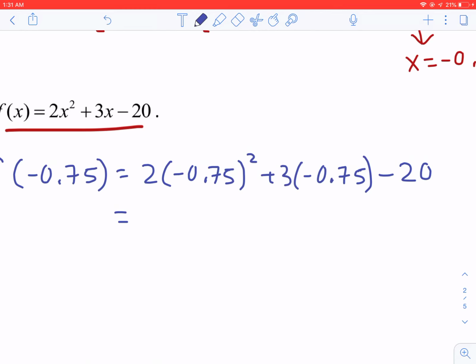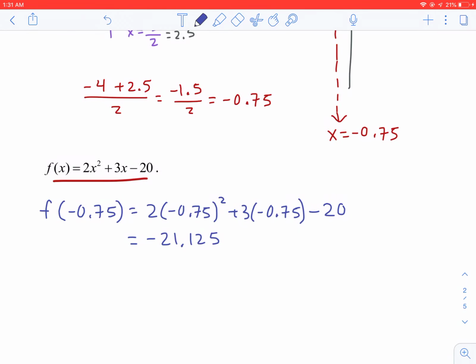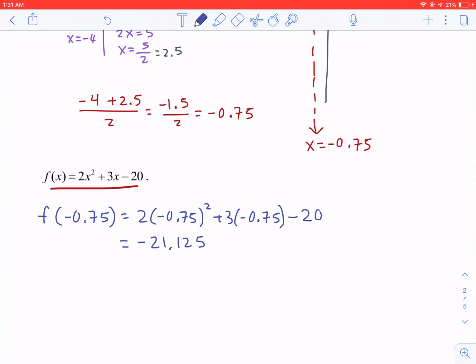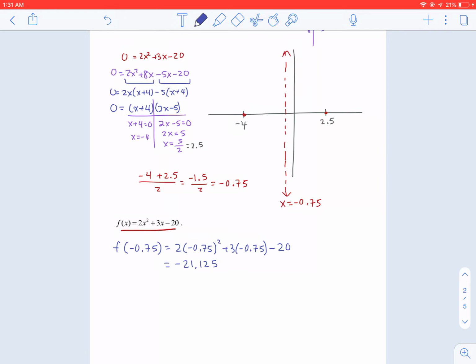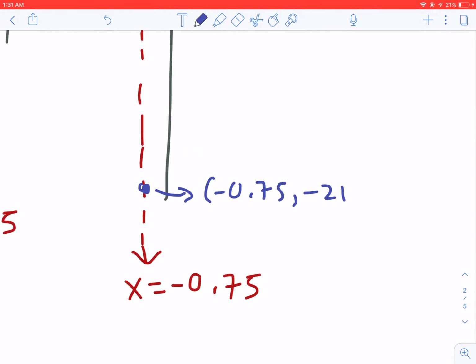Doing that, it looks like we're going to have a value of negative 21.125. Be careful typing it into your calculator. Make sure you have the parentheses where you need them. But that's what you should get. So that vertex is negative 0.75, negative 21.125.